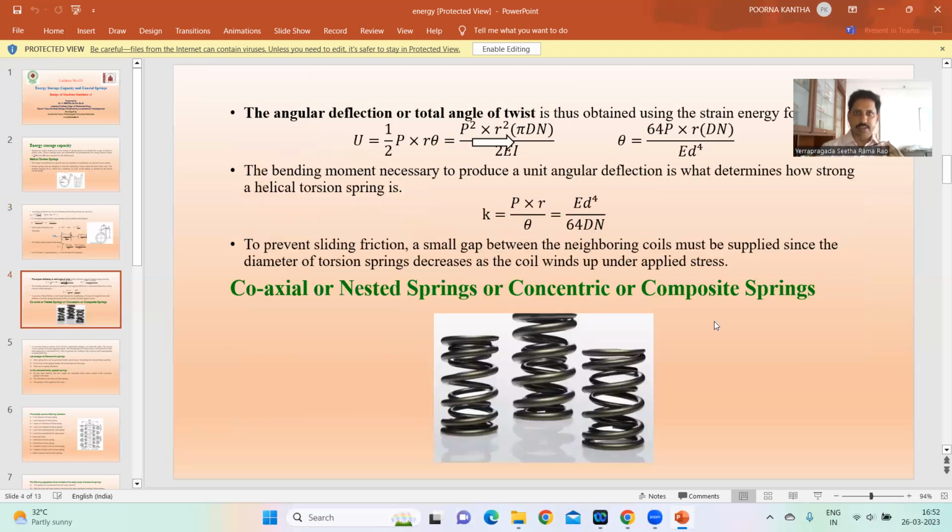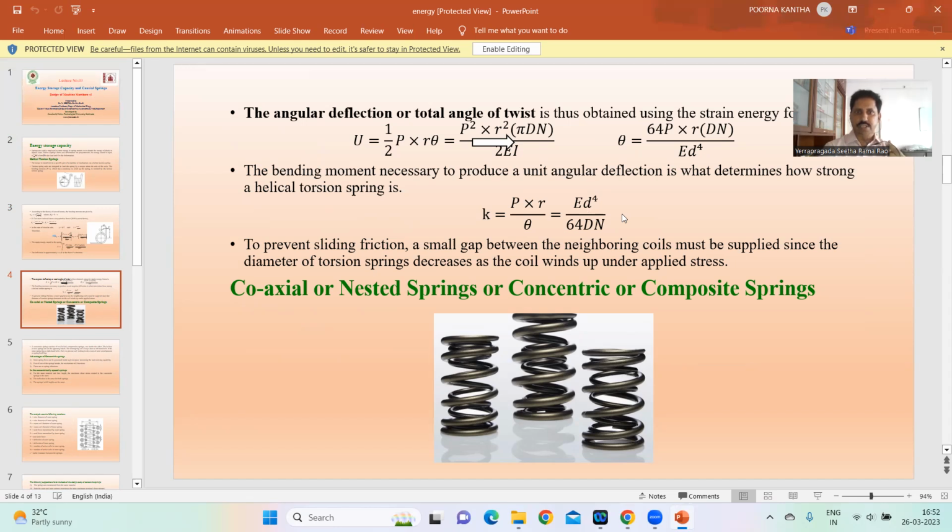The angular deflection, or the total angle of twist, is obtained using the strain energy, which is equal to half P into R theta. That is equal to P squared into R squared into pi d_m by 2EI, from which theta is equal to 64 P R d_m by E d to the power of 4. So the bending moment is necessary for producing the unit angular deflection. From that, we can say how strong the helical torsion spring is. The stiffness of the spring can be obtained by K equal to P into R by theta, which is equal to E d to the power of 4 by 64 D_n.